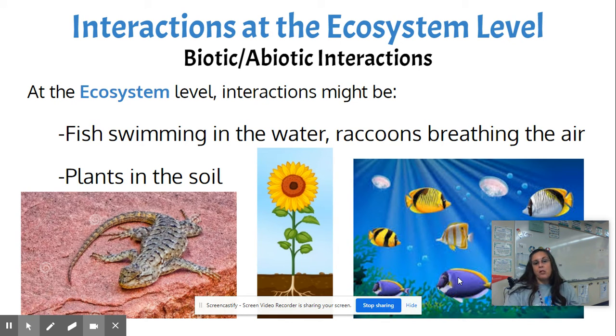We have a sample on the screen here. The sunflower is interacting with the dirt. It's getting its nutrients and its water from the soil. Could be also the sun. The flower is interacting with the sun, using that energy to create its food. Okay, so biotic, abiotic is a living and a non-living thing working together, interacting.